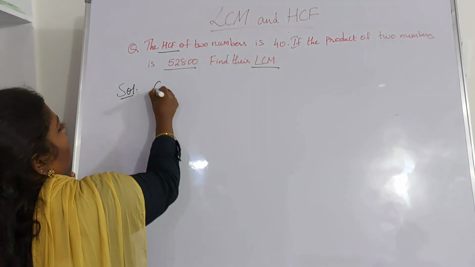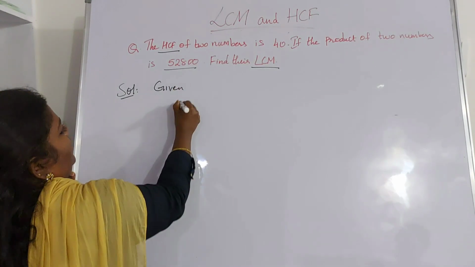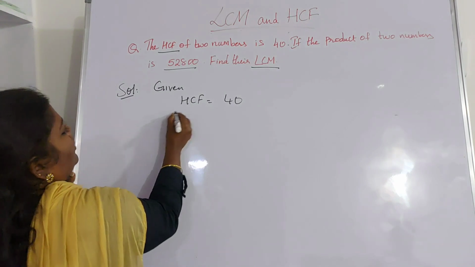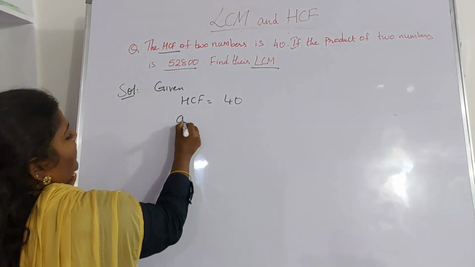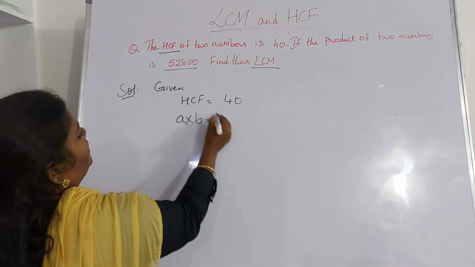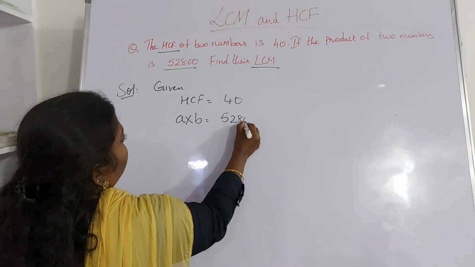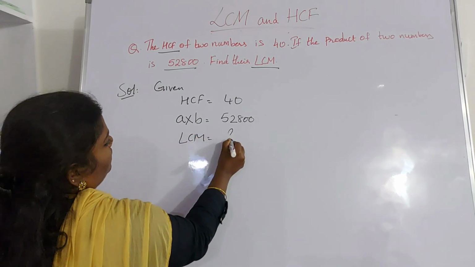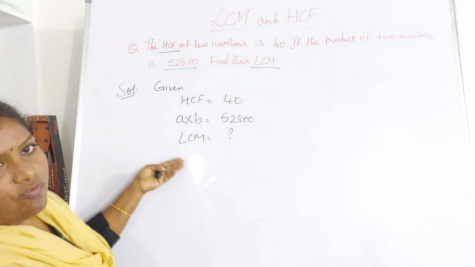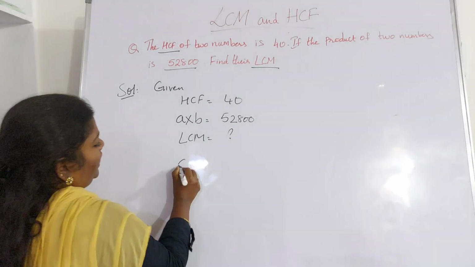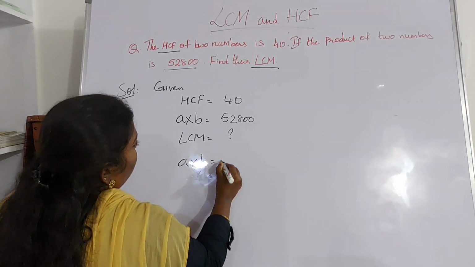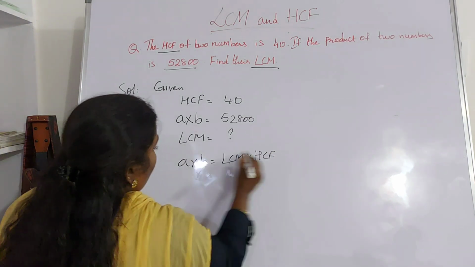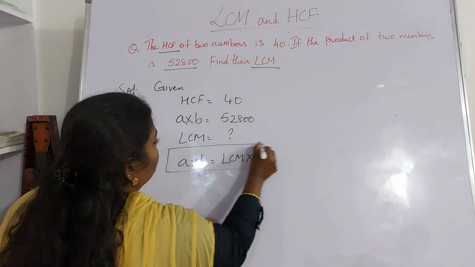Given: HCF is 40, product of two numbers I can take as A into B, that is 52,800, and you need to find out the LCM. Yes, so you have a formula related to this, that is A into B is equal to LCM into HCF. This is the formula we are going to use here.